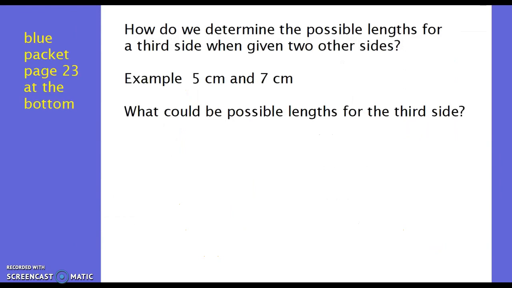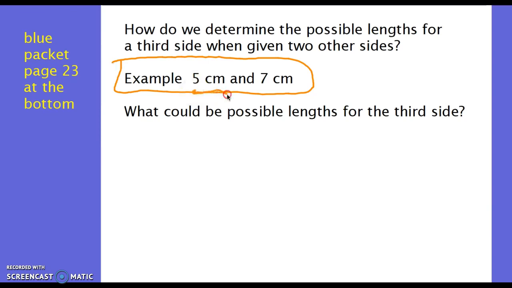Let's take this one step further. If I give you two sides in a triangle, and this is at the bottom of page 23, how could we determine what a possible side length could be for the third side? So first of all, we need to think about what we just did. The two smaller sides have to add up and be greater than the longest side.